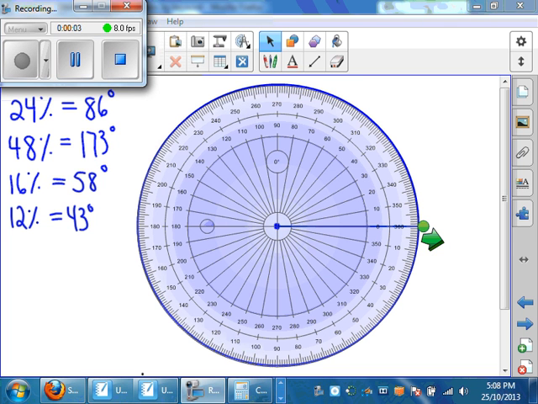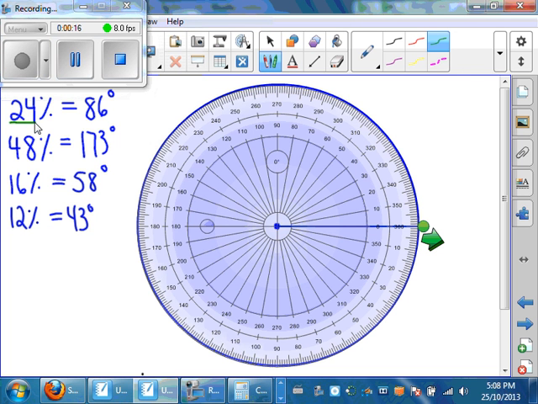Okay, so from the last set of data, if you can remember correctly, we were looking for eye color, and what we were able to determine is that 24% of the students, or 12, if you can remember the data, 24% of the students had blue eyes, and 48% had brown eyes, and 16% had green eyes, and 12% had gray eyes.